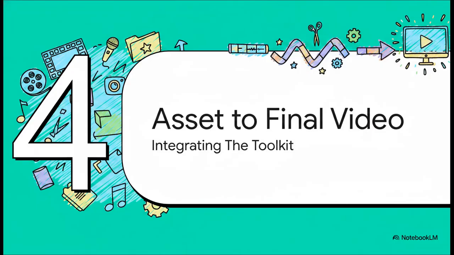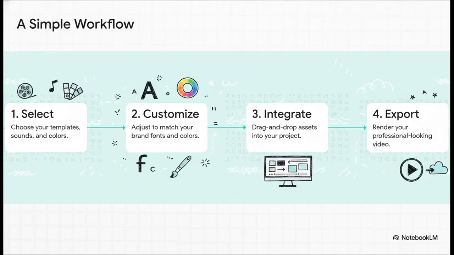Okay, so you have all these amazing assets, but how do they actually fit into your workflow? Is it going to be complicated? Let's break down just how simple it is to get from this toolkit to a polished final video. Honestly, the whole process is designed to be incredibly easy. Step 1, you just select the templates, sounds, and colors you want for your video. Step 2, you customize them with your own text, your fonts, your brand colors. Step 3, you just drag and drop them right into your editing timeline. And finally, step 4, you export. That's it. No complex keyframing, no crazy design work required.